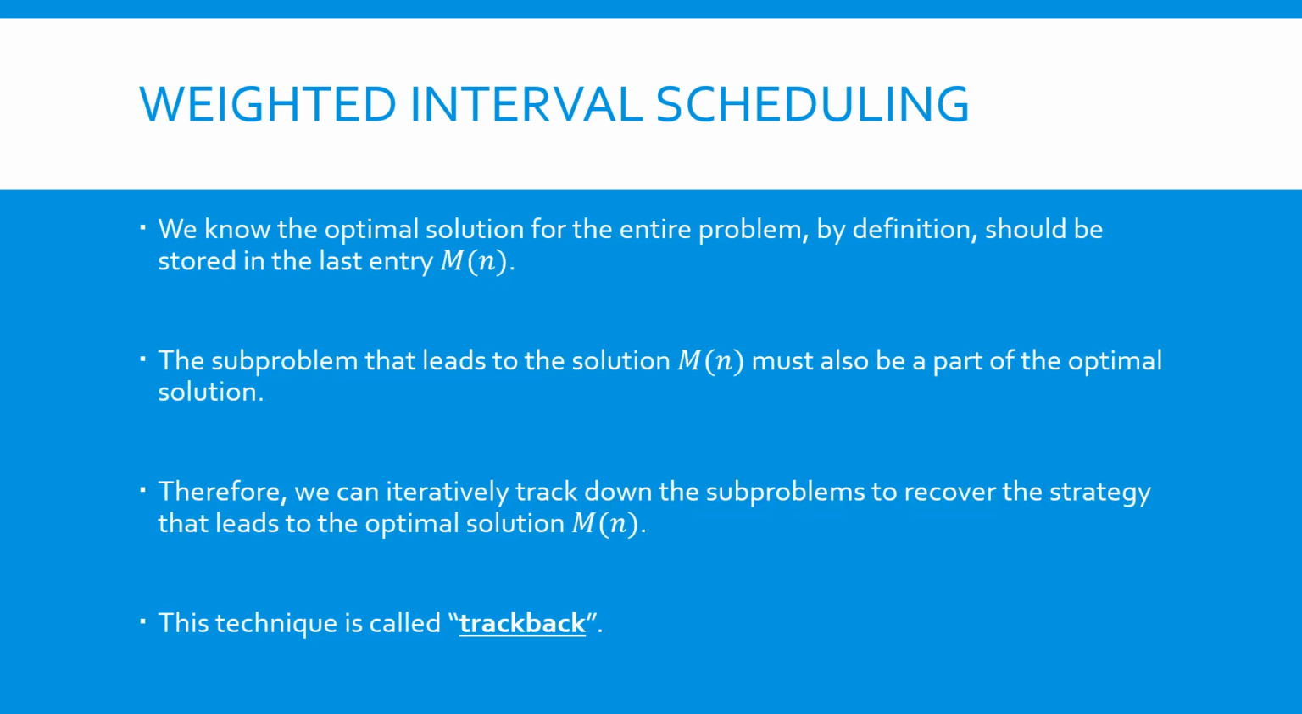Recall that the overall optimal solution is stored in the last entry M_n. According to the optimal substructure, the optimal schedule for the subproblem that contributes to M_n must be part of the overall optimal schedule. The reasoning can be extended recursively from the rightmost entries in T to the leftmost entries, which correspond to the base cases of the recursion. Because we check the table T from right to left, this technique is called traceback.